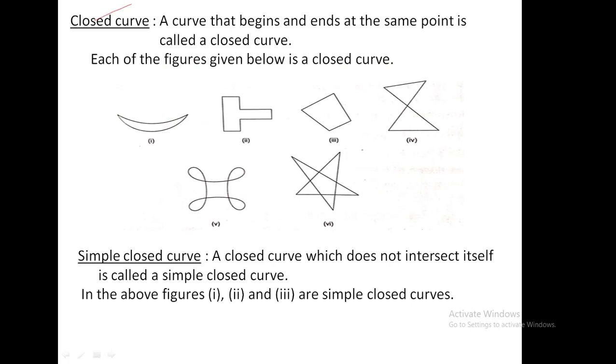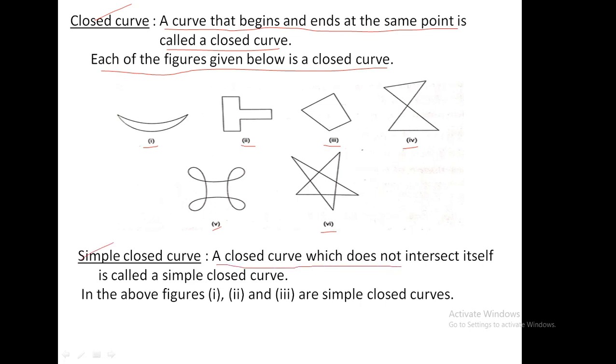In this one, a curve that begins and ends at the same point is called a closed curve. Or in other words, we can say that a curve whose starting and end point is same are known as closed curve. Here, each of the figure given below is a closed curve. Means the first figure, second, third, fourth, fifth and sixth are the examples of closed curve. Now we have to move to the next one, that is simple closed curve.